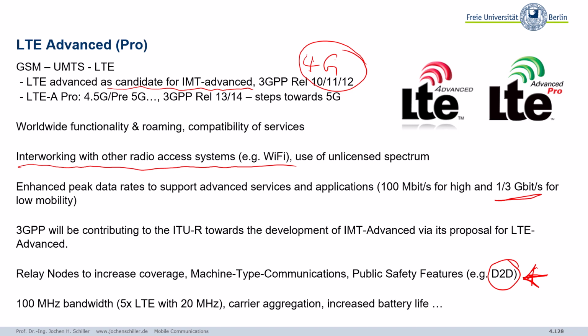LTE, the Advanced and Advanced Pro, now also offers higher data rates, but that comes with higher bandwidth requirements. Here you see 100 megahertz bandwidth. Well, that's quite a lot. That's 5 times the classical LTE with 20 megahertz. We can aggregate carriers, but we can also use different modes for increased battery life.